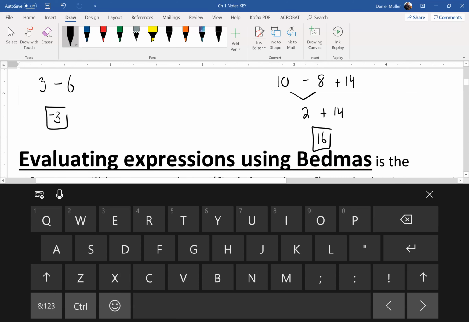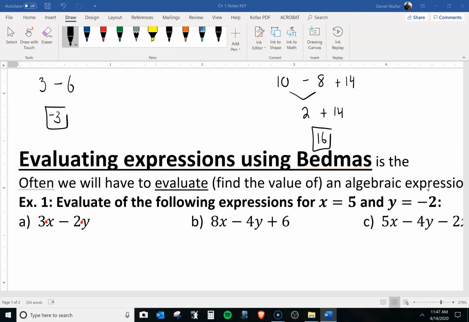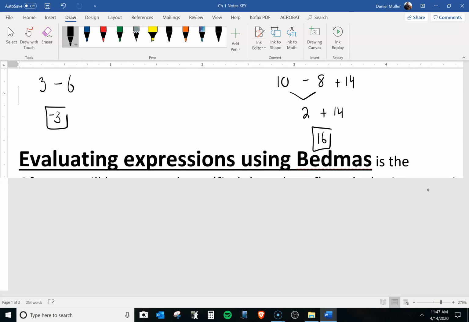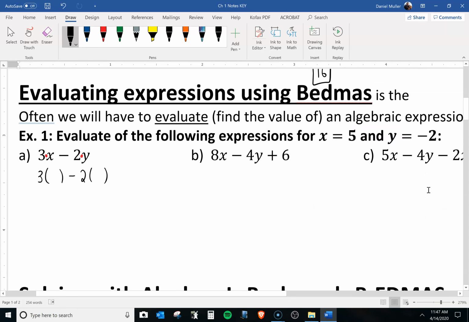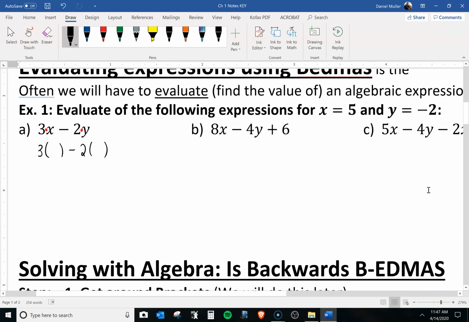So I have 3, and then I've got an x. 3, and then there's an x minus 2, and then there's a y. I'm going to move this up. And I've got x is equal to 5, so I'll put that in, and y is equal to negative 2. Now we're going to follow BEDMAS, and BEDMAS would say to do the multiplication first. So we're going to multiply 3 and 5 to get 15, minus 2 times negative 2.